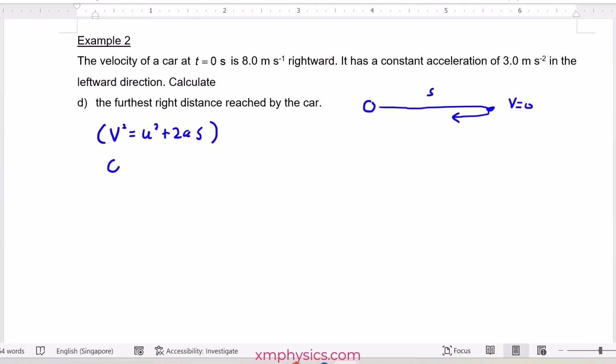So at the rightmost point, velocity is 0. The rest is just plugging in numbers. Remember, the acceleration is leftward, so negative. So s is the unknown we are trying to solve for. So press your calculator.